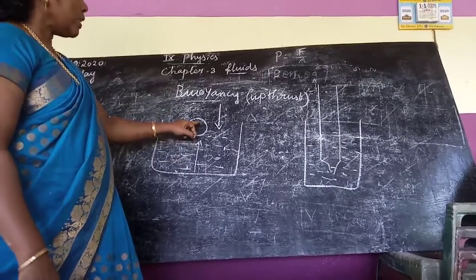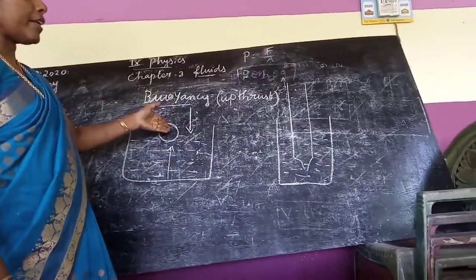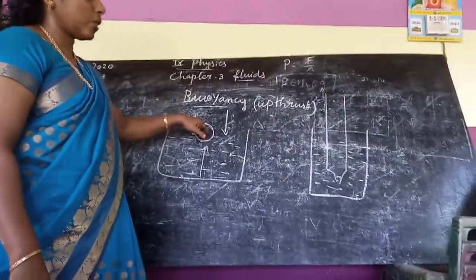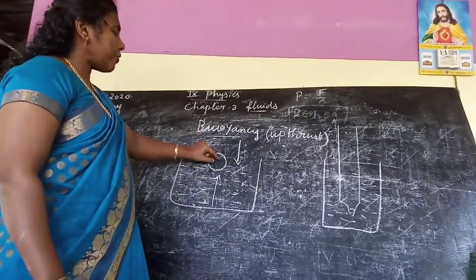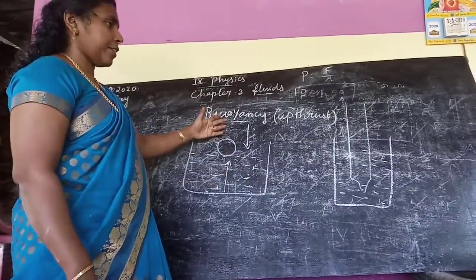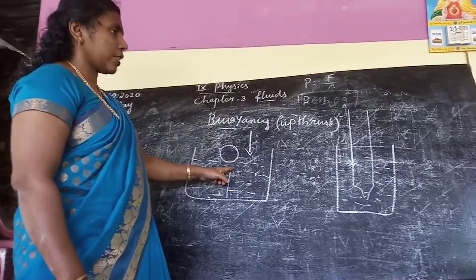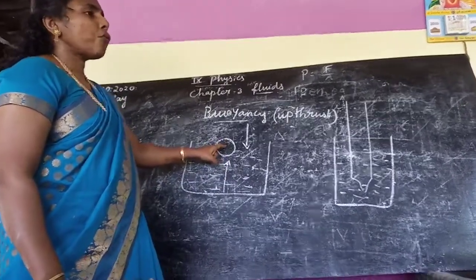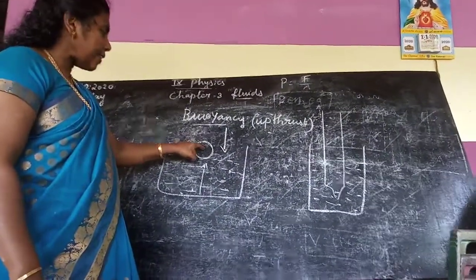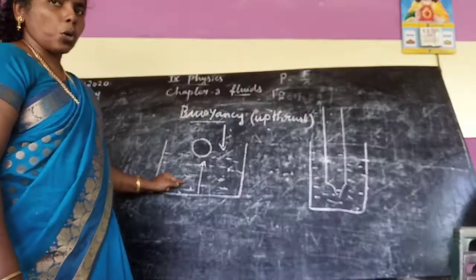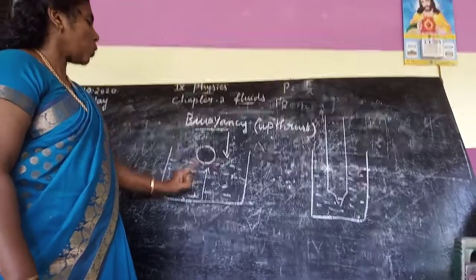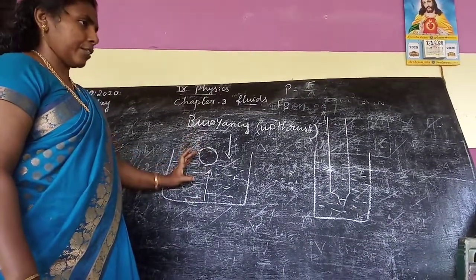Now listen, the weight of the ball, when compared to the weight of the liquid, is very less. So the upthrust force is greater. So the object floats. Why is the object floating? The weight of the object is less than the weight of the liquid. Because of the lesser weight of the object, the upthrust force is greater.